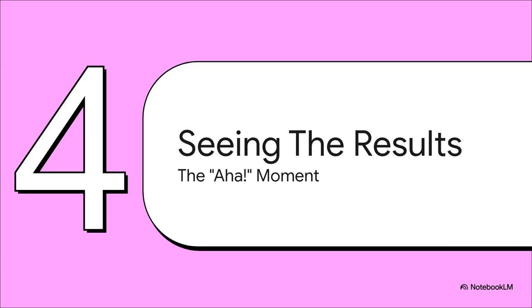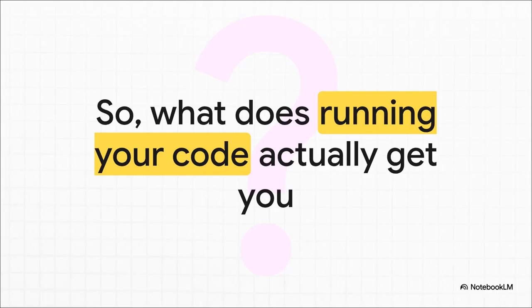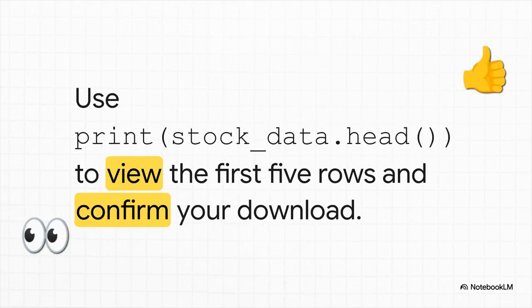All right, the code is written. We've told Python exactly what to do. Now comes the best part, the aha moment. Let's see what we actually got. So you run that code, it talks to Yahoo Finance, it grabs the data. What does that actually give you? What does it look like on your screen? What you get back is something called a data frame. The easiest way to think about it is like a really smart, organized spreadsheet that's living right inside your code. To see it, we use this command, print stockdata.head. The .head part is just a quick way to say, hey, just show me the first few rows so I can see if it worked. It's a perfect little preview.